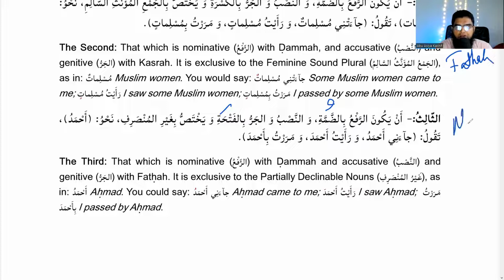And this is no kasras. Opposite of the others, they don't like kasras. It is specific to ghayr munsarif. Which type is it? It is only with diptotes. It is only specific to diptotes. Diptotes. No kasras.